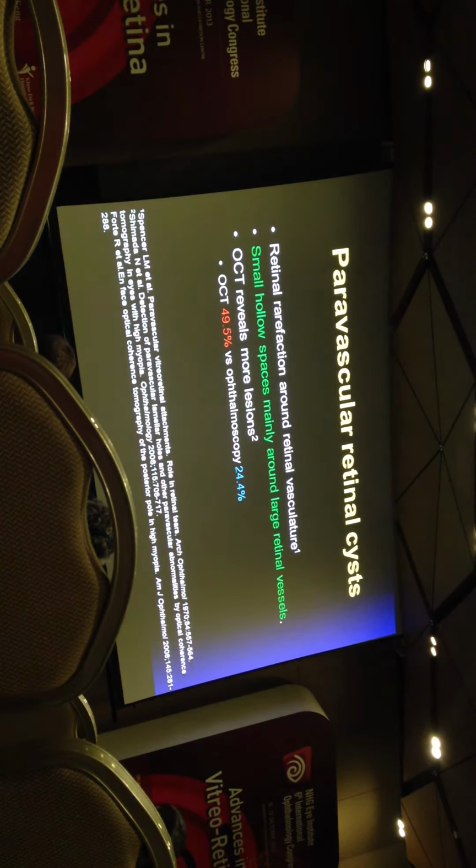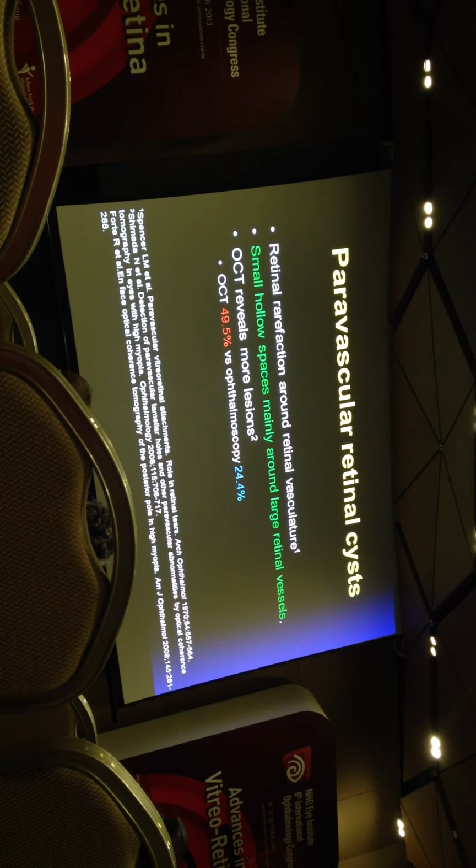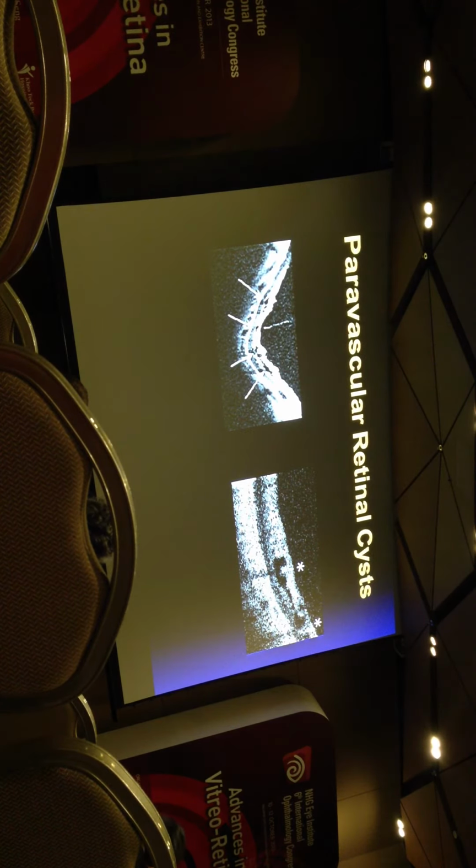And sometimes also a finding that may surprise us is the perivascular retinal cysts. These are areas of rarefaction around the vasculature where there are hollow spaces near the large vessels. And so OCT, of course, would reveal this, and many a time they are actually asymptomatic. It doesn't really cause any problems, but if we're not careful, we may be alarmed and wonder whether there's some disease process going on. So the key is to really look around the vessels.